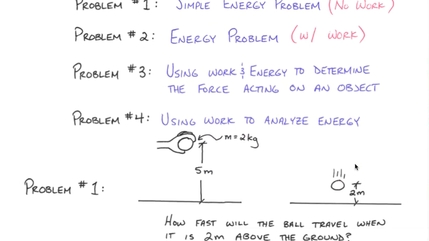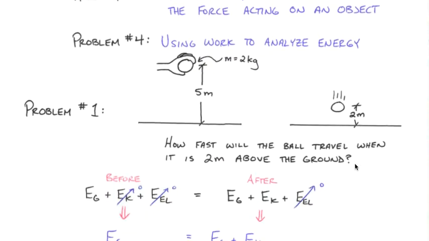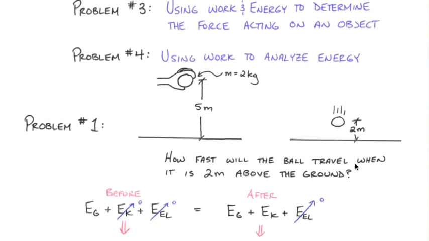So let's get right to an example. The first one is one of your simple energy calculations. I have a ball that's being held 5 meters above the ground. It has a mass of 2 kilograms. After I let go of it, it begins to fall. It's fallen 3 meters, so it's 2 meters from the ground.